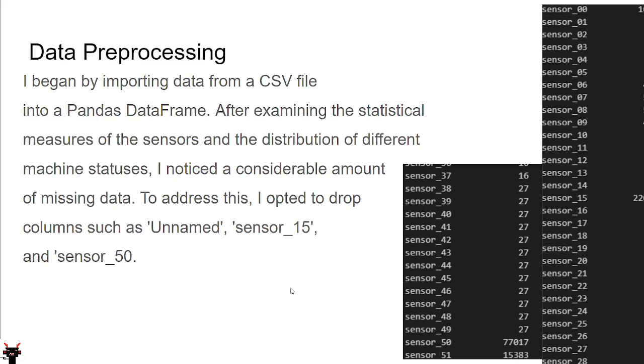I found that sensor 15 had about 22,000 null values. Sensor 50 had 77,000 and Sensor 51 had 15,000. So I decided to drop those because if a lot of those are missing, I don't see how it could really give us answers for how sensors should respond based on sensor data.